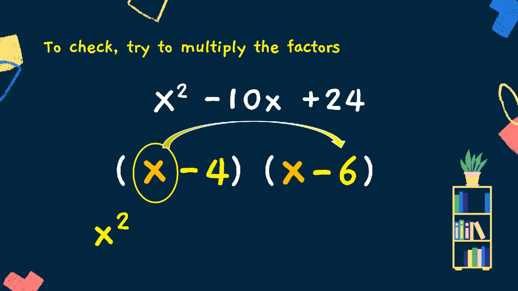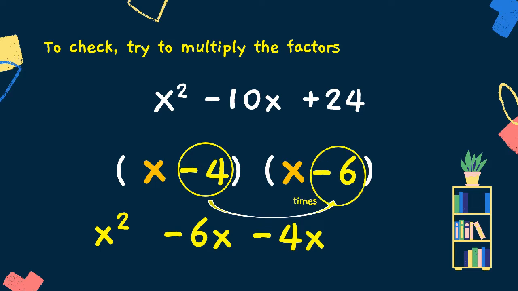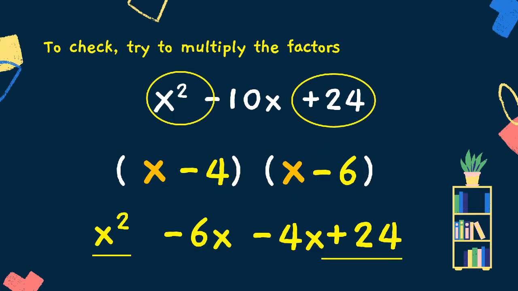Next, x times negative 6 is equal to negative 6x. Then we have negative 4 times x, which is equal to negative 4x. Next, the last terms: negative 4 times negative 6 is equal to positive 24. Take note that the first term and the third term match our given polynomial.